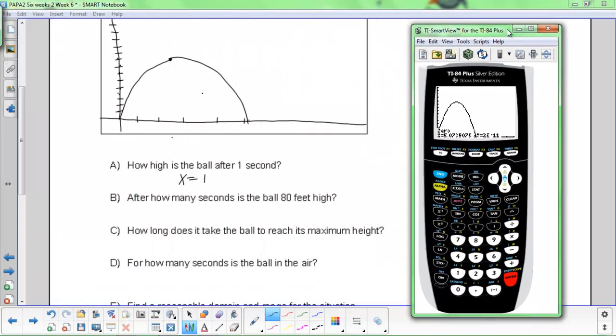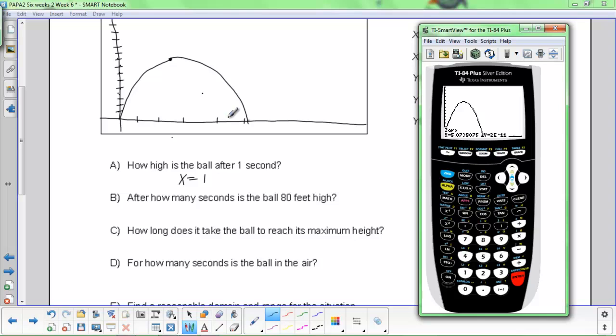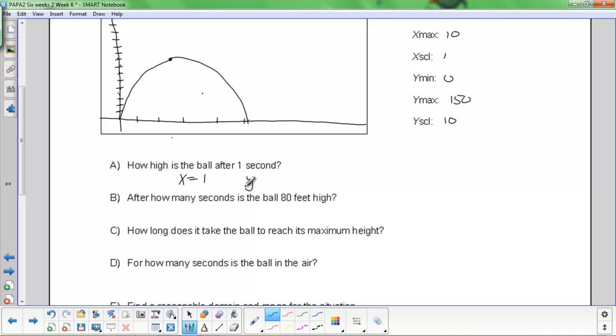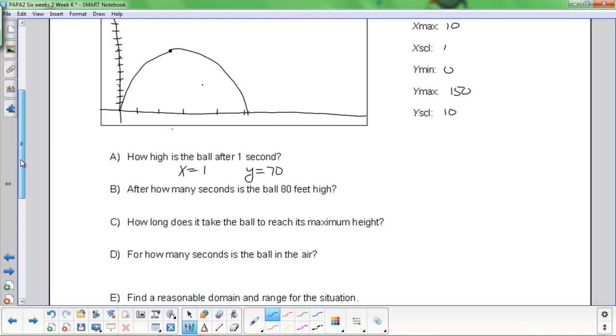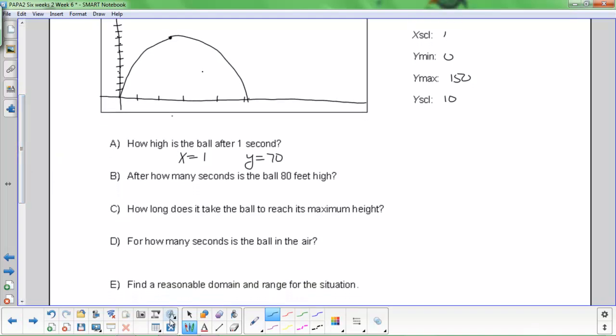Move this out of the way. X equals 1. So I can go into my calculator here and see this value button. This value means x value. So if I hit enter, you'll notice what comes up. When x equals 1, what is the corresponding y value? That answer is 70. Y equals 70. So you'll see that your calculator is very useful for a lot of functions here that you can solve without doing very much algebra.